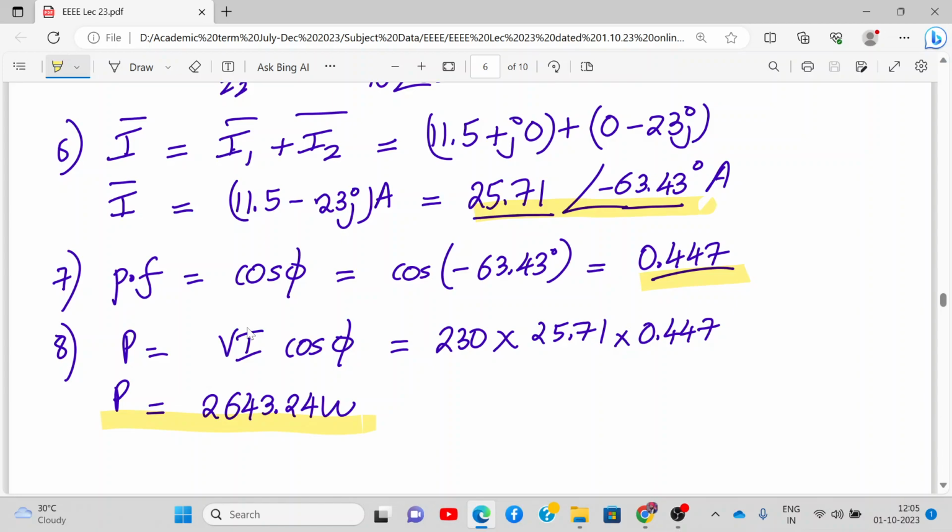Are you understanding how we are solving these numericals? Easy it is. It's not at all hard. It's very easy.